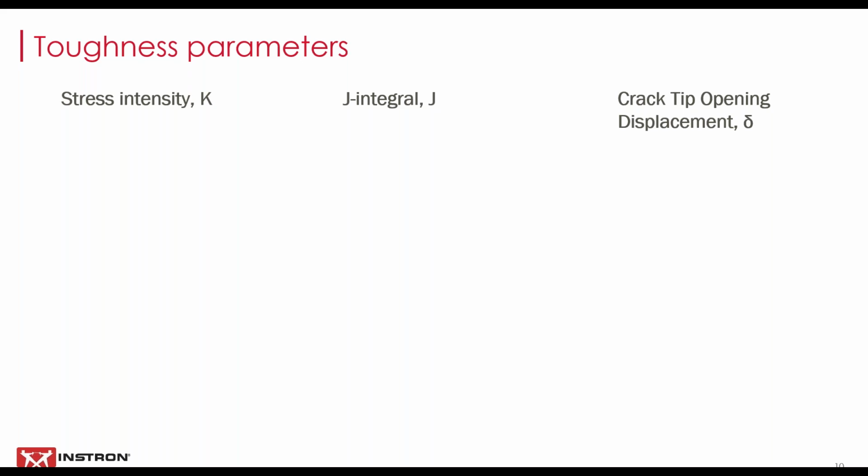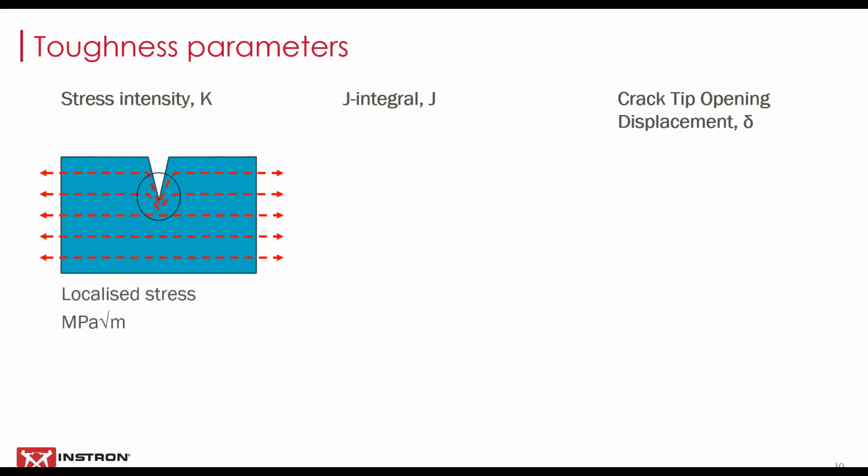So if we're going to actually use this in a more scientific fashion, we need some parameters. We need real measurements, shall we say, that we can use, both for measurement and to design our structures with. So there are three key ones which I want to highlight to you. There's stress intensity, which we've already talked about. There's J integral, and there's CTOD, that's crack tip opening displacement. So what are these?